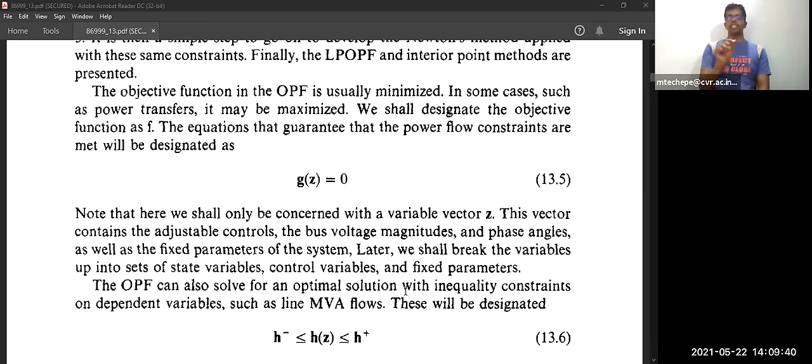So don't think g of z is equal to 0 is very easy like that. It is very complex.